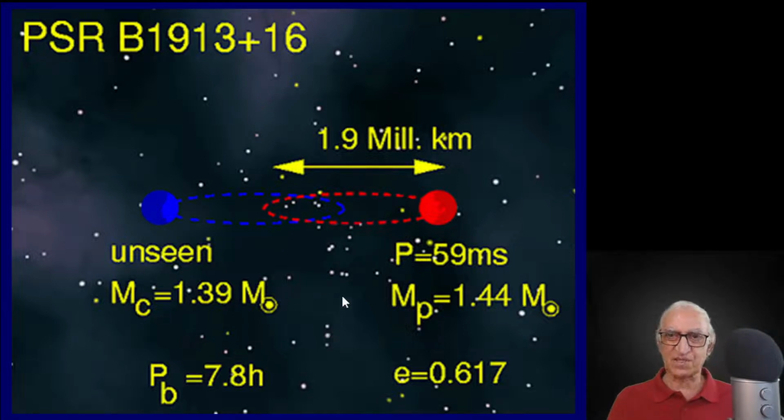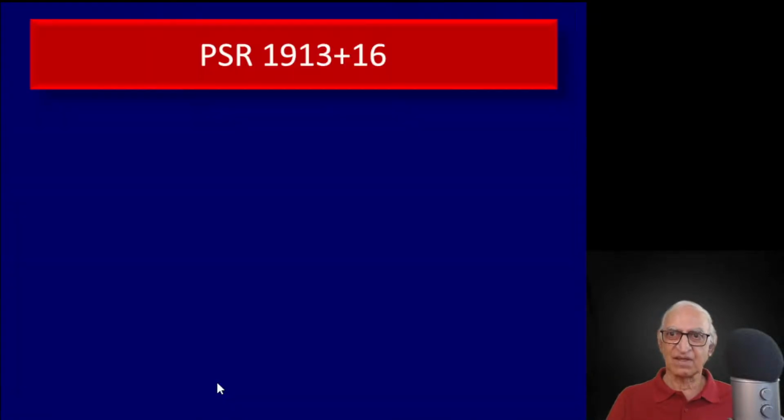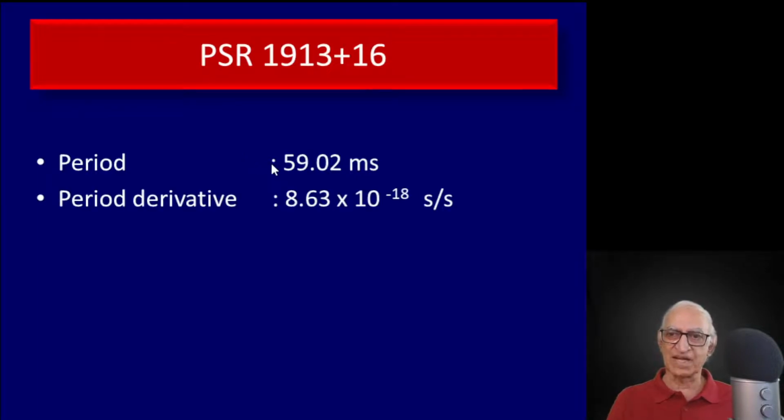So I want you to appreciate that this Hulse-Taylor system is a double neutron star system in a very tight and highly eccentric binary orbit with an orbital period of only 7.8 hours. Now this pulsar's name is 1913 plus 16. These are the coordinates of the pulsar in the sky, which you need not bother about. The period of rotation of the neutron star is 59 milliseconds. The period derivative is very, very small, 10 to the power minus 18 seconds per second. For the Crab pulsar, it was 10 to the power minus 14 seconds per second.